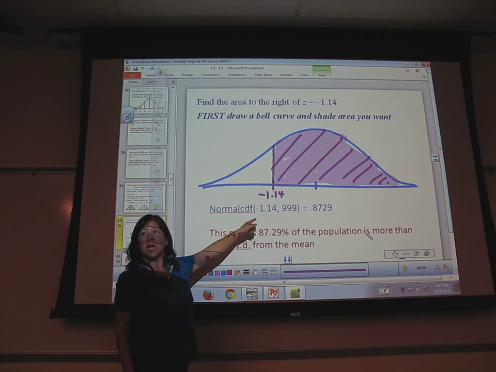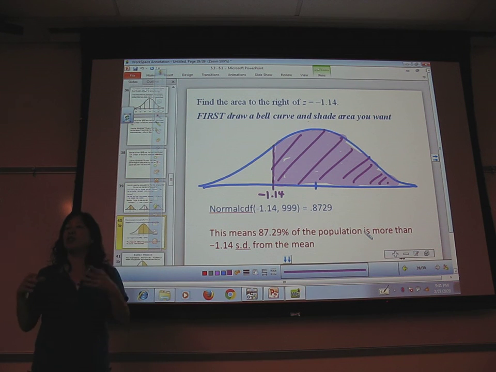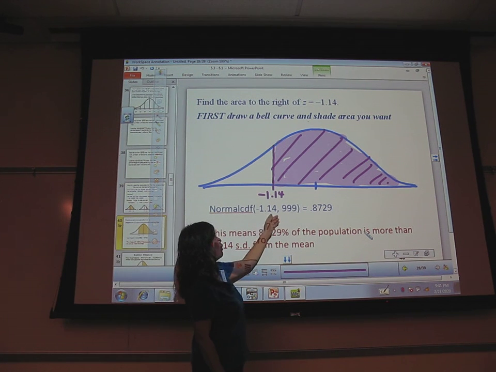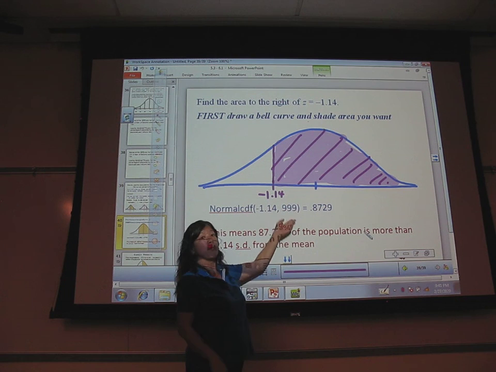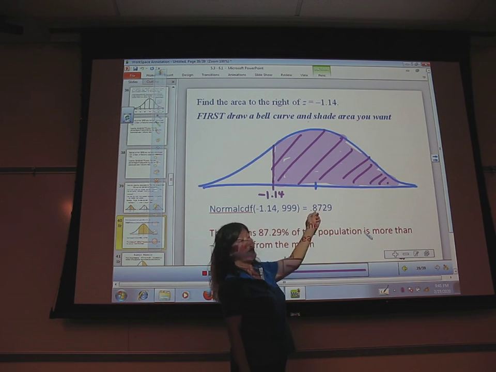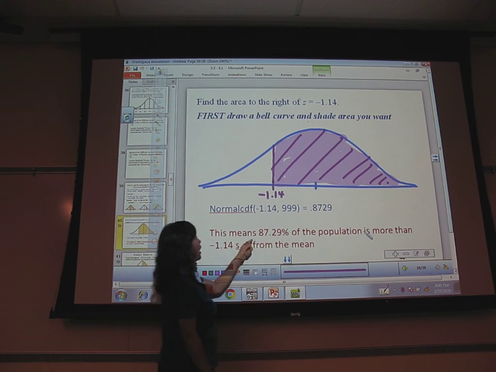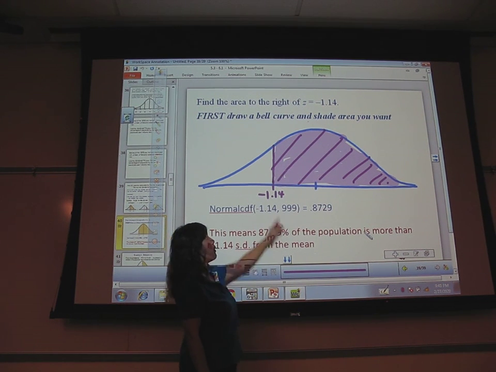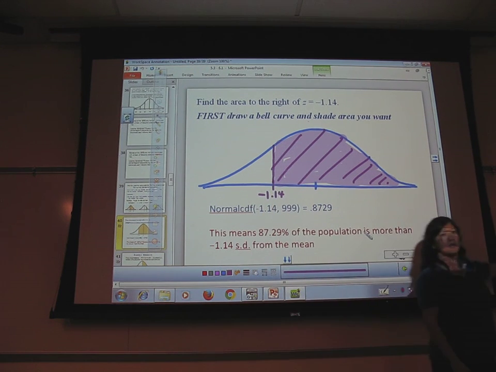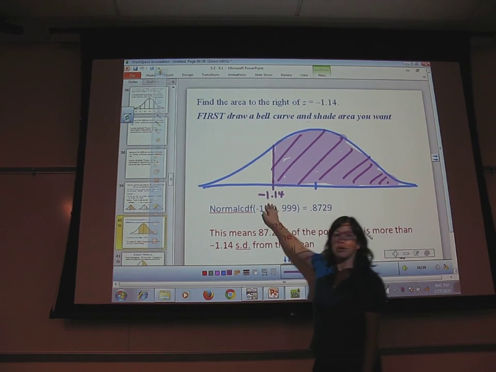If I want you to understand the principle before I let you loose on that one, or else you will ignore the principle and just focus on how to do it. So normal CDF of -1.14, comma, any large number: your age, your grandmother's age, 999, E99, anything you want. That will give you the area. So this means that 87.29% of the population is more than this many standard deviations away from the mean. It's more than this amount on this side. Good?